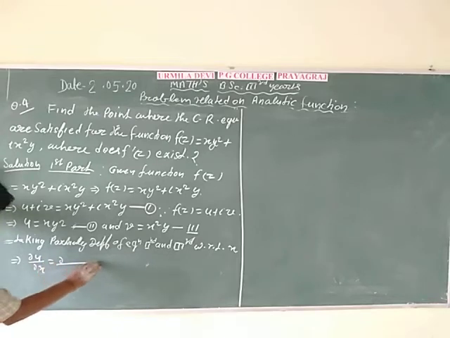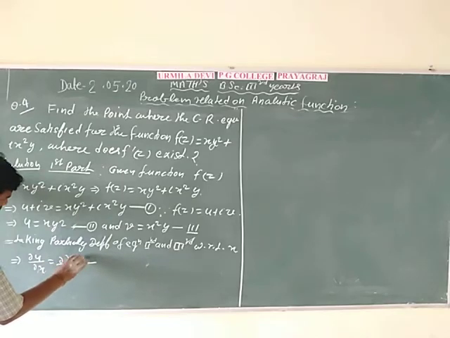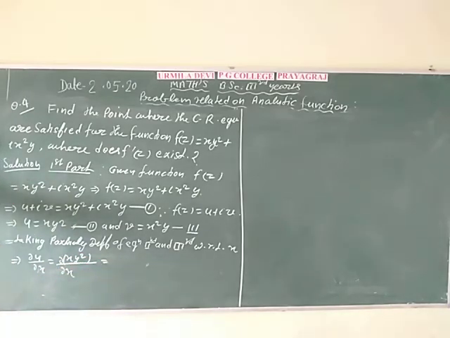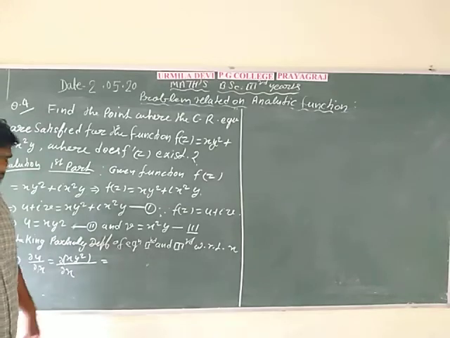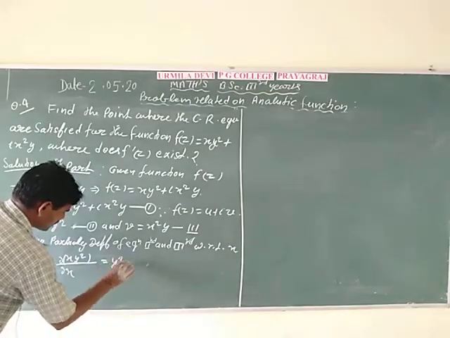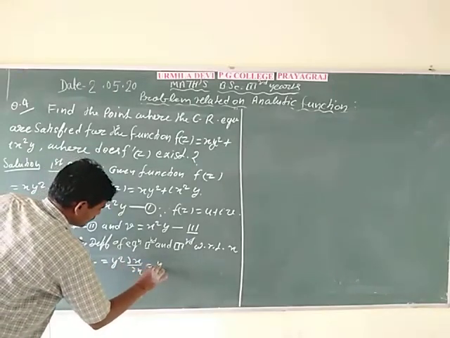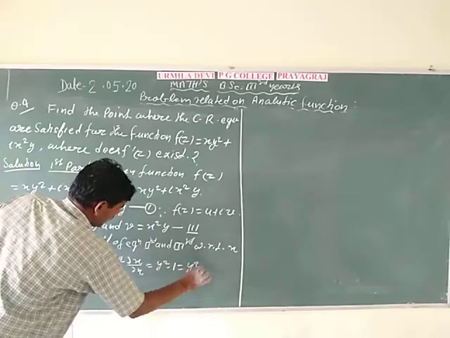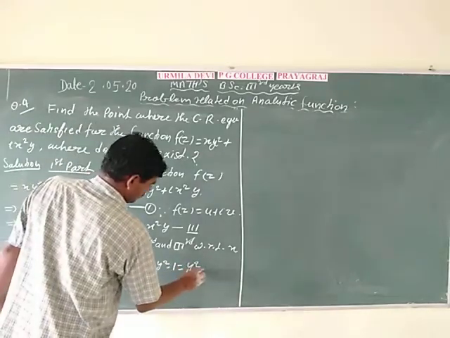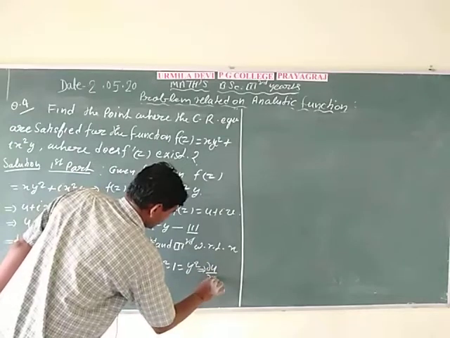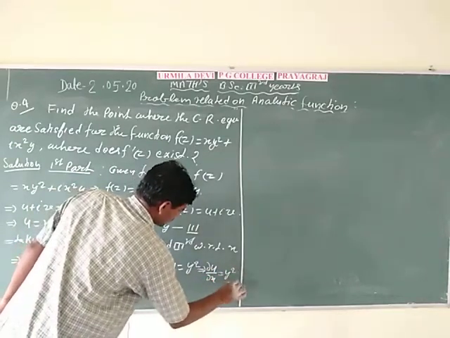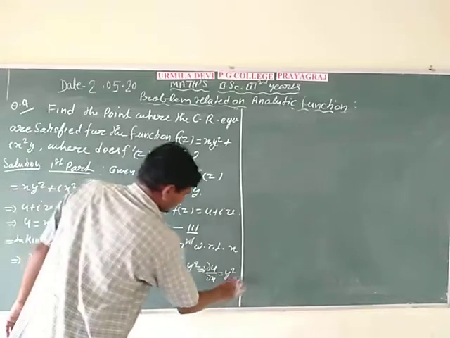So ∂u/∂x = ∂/∂x (xy²). Here y² is constant because we are taking the partial derivative with respect to x. Taking y² outside the derivative, ∂x/∂x = 1, so it is y² × 1 = y². It implies that ∂u/∂x = y², which is equation 4.